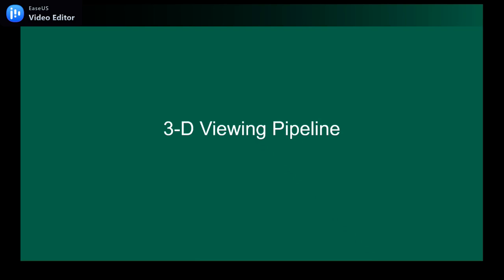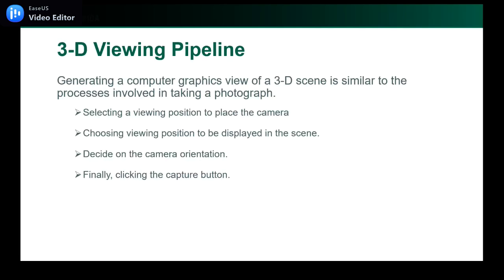Okay, so now I'm going to discuss the 3D viewing pipeline. Generating a computer graphics view of a 3D scene is very similar to the process involved in taking a photograph. At first, we need to choose a viewing position corresponding to where we would place a camera. After that, we need to choose the viewing position based on what we are trying to display.